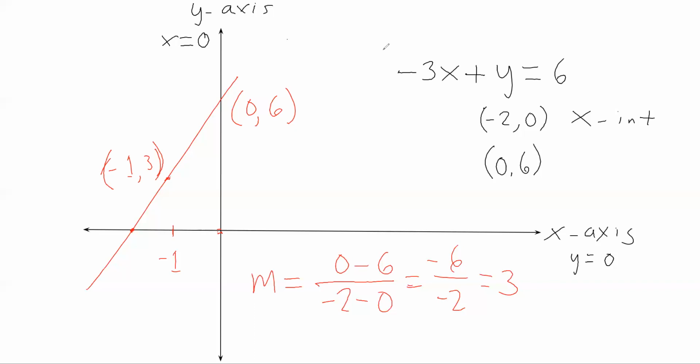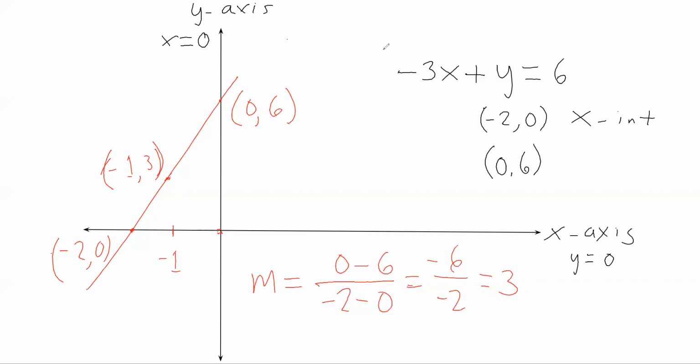Now, let me go ahead and throw in the negative 2, 0 point here for completeness. You've got 3 points, and if you were to do this on graph paper, they would all line up nicely.